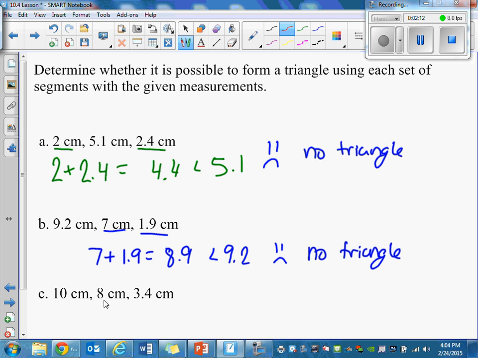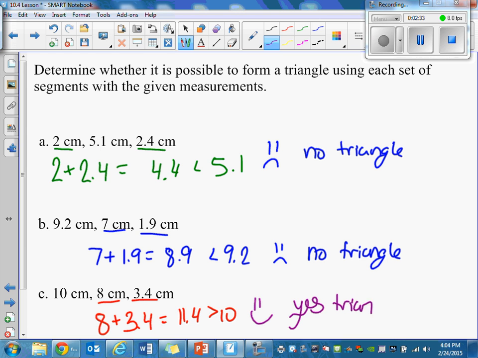Looking at the third example, add my two smallest sides together, 8 plus 3.4, that would be 11.4. Compare that to the third side. Well, it is greater than 10. So yes, this would make a triangle because the sum of two sides is greater than the third.